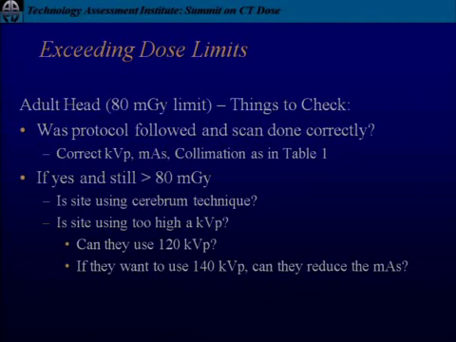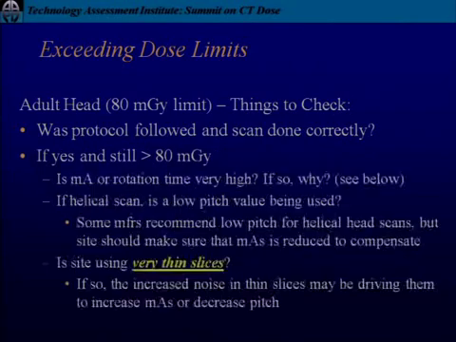And if they want to use 140 kVp, as some sites want to do for head, have they reduced the mAs? Okay? Have they compensated by going to a lower mAs there? Okay. Let's see. Some other things to think about.